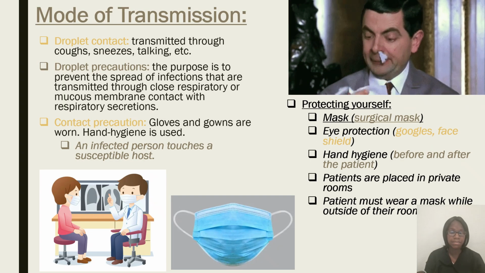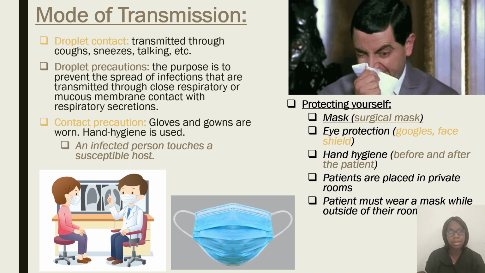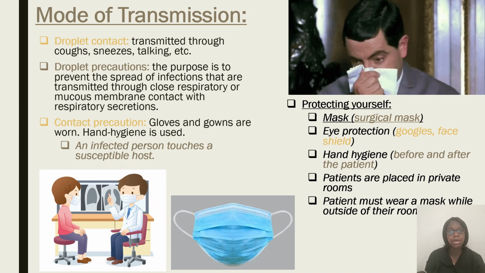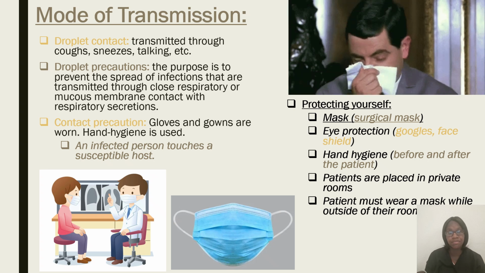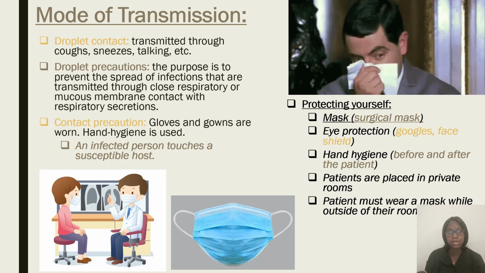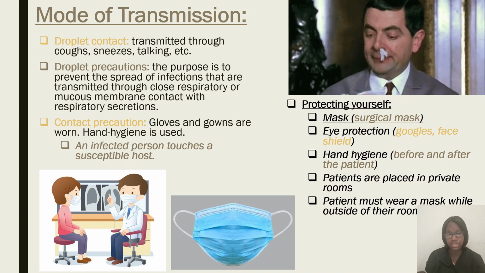All right, so now we'll get back to the lesson. For the mode of transmission, you have droplet contact. These are going to be transmitted through coughs, sneezes, and talking. You have droplet precautions. The purpose is to prevent the spread of infections that are being transmitted through the closed respiratory or mucous membrane contact with respiratory secretions.